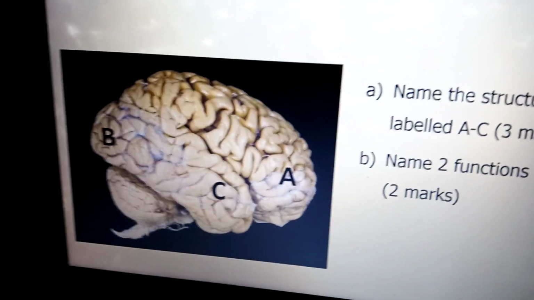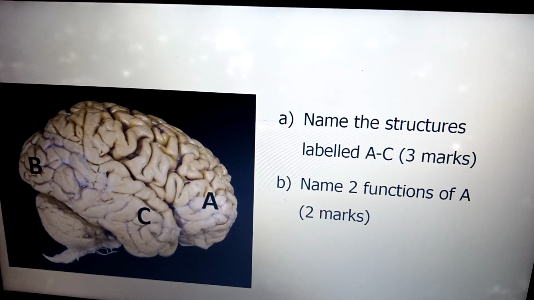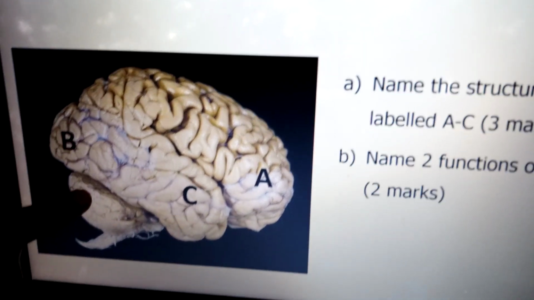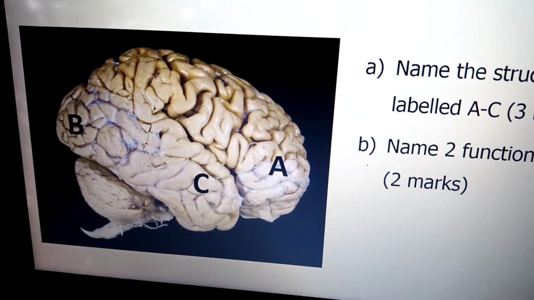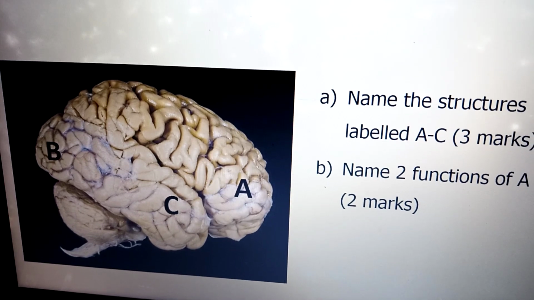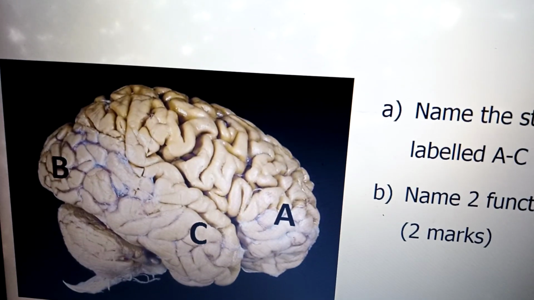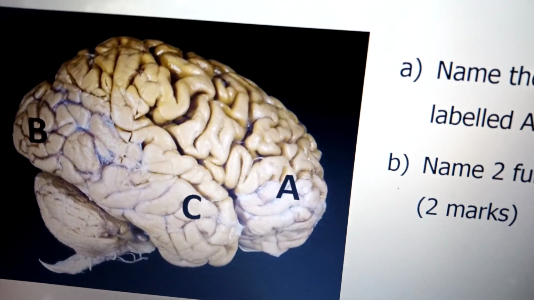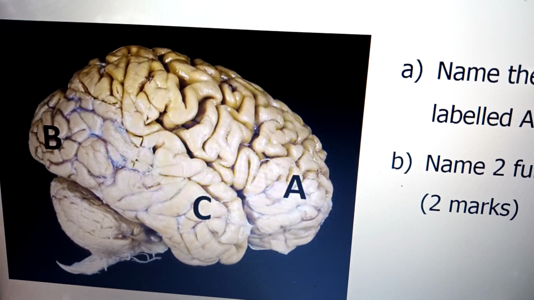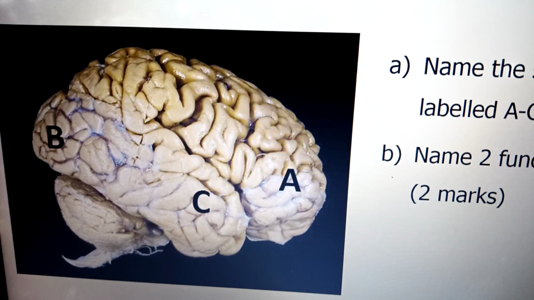Now here you have a picture of the brain. So this is your cerebrum, then you have your cerebellum, and you have your brainstem. So those three parts make up the brain, and the cerebrum is organized into lobes. So you have your part labeled A being your frontal lobe, the part labeled B being the occipital lobe, the part labeled C being the temporal lobe.